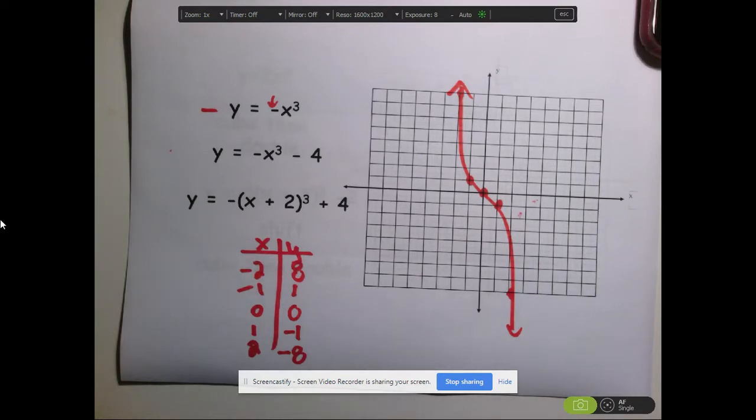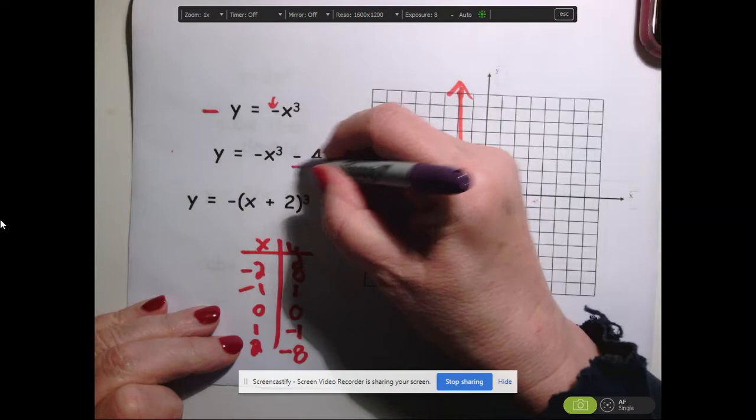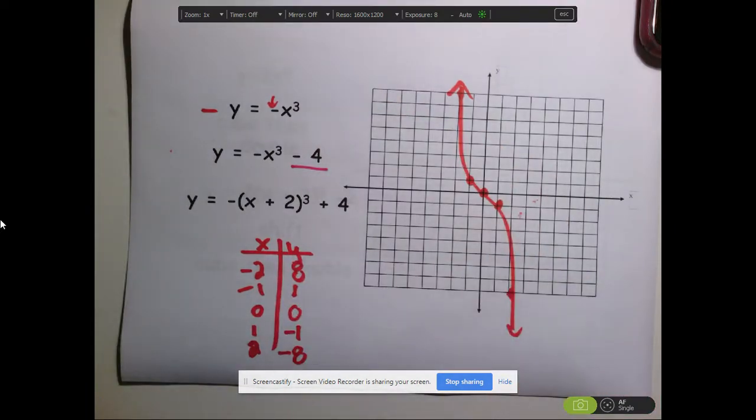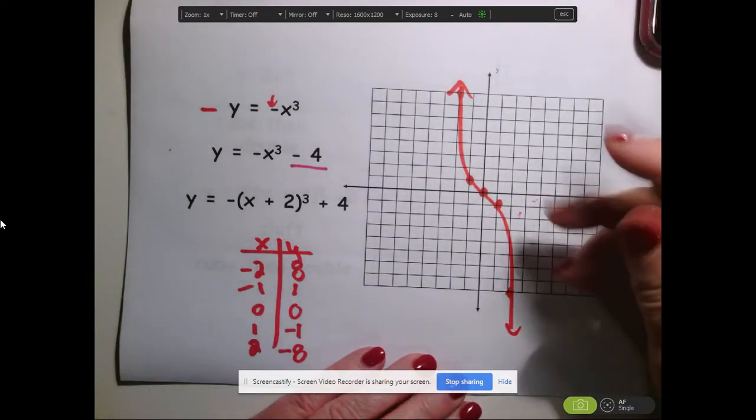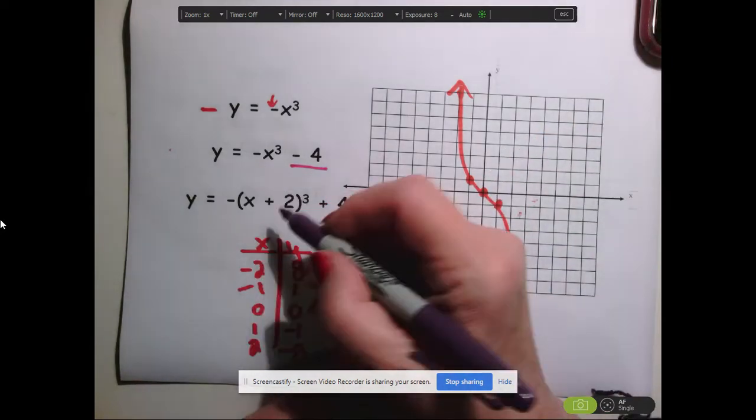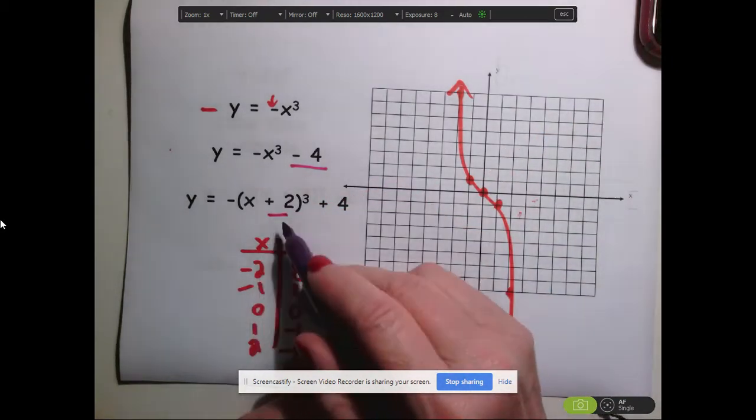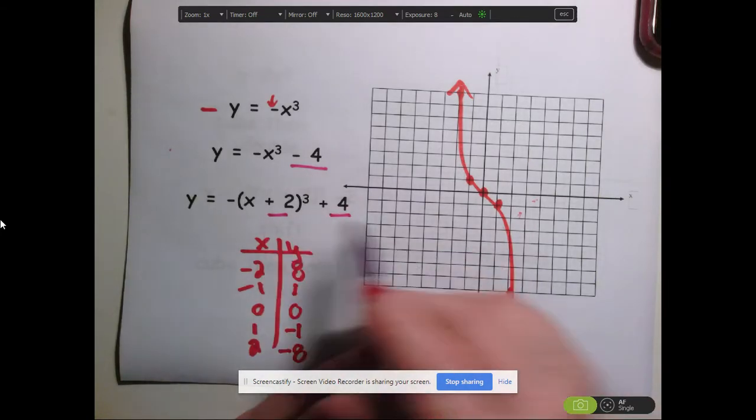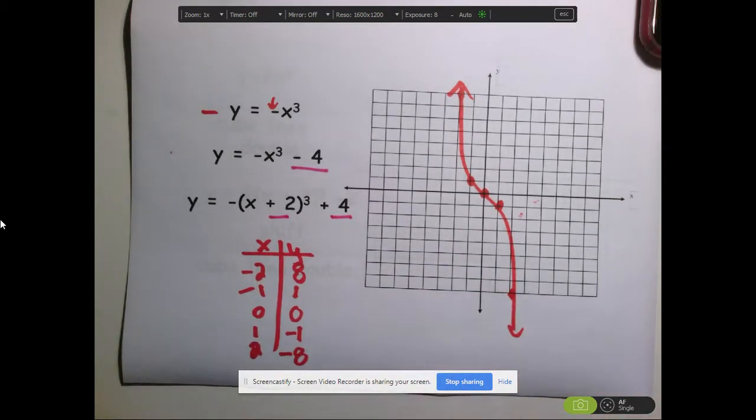The same thing here now, this would just create the same graph, but it would move it over to the right 4. So it's as if I could just pick this graph up and place it over 4. And then this one here would be over 2 and up 4. So to the left 2 and up 4.